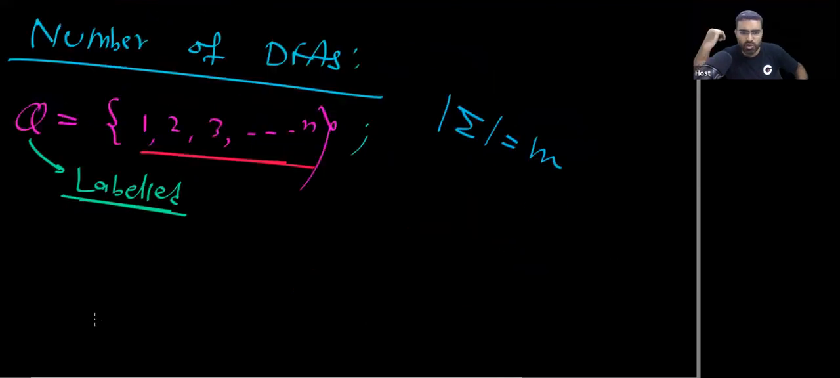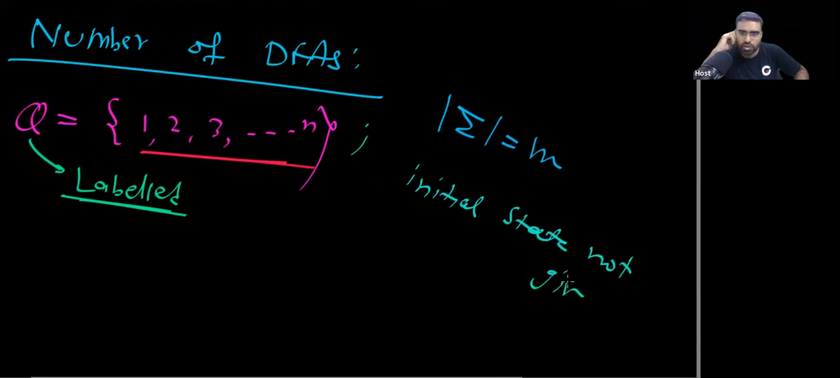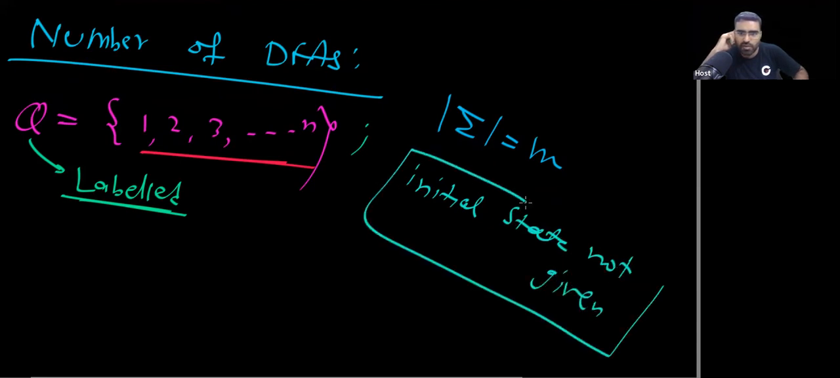Now let me ask you one more thing. If the initial state is not given, let's assume the initial state is also not given. Okay, but you have labeled states. Your states are labeled. If the initial state is not given, but your states are labeled.